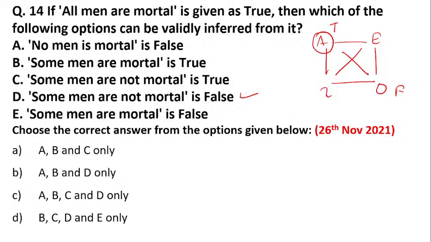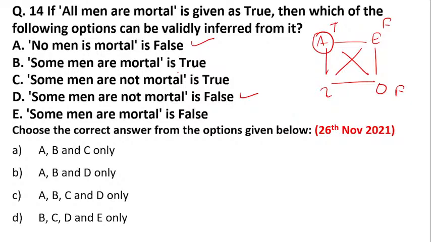Now let's look at this statement. No men are mortal is false. So if A is true, E is going to be false. Why? Because of contrary. Contrary, you remember, both cannot be true. Both can be false, but both cannot be true. So if one is true, the second one has to be false. So E is going to be false. What is E? E is no man is mortal. So this is false. So this is correct. Now let's look at this one.